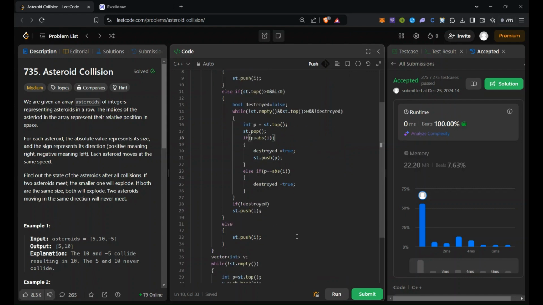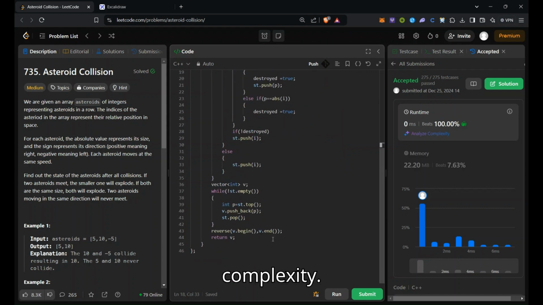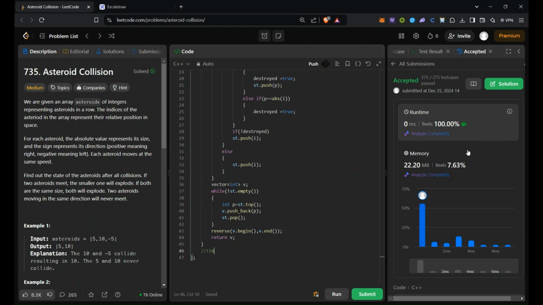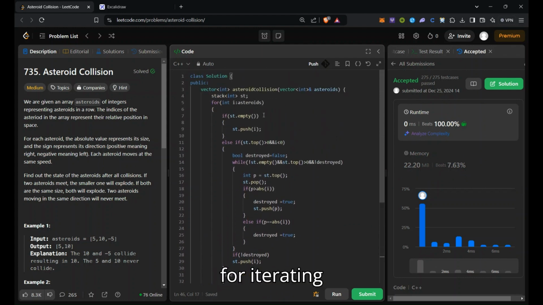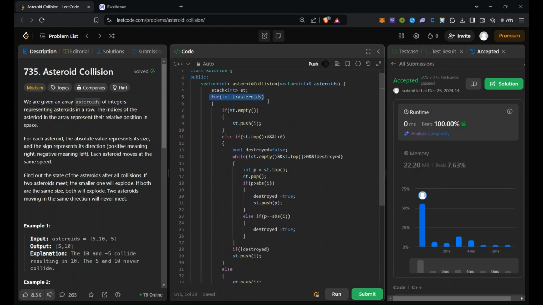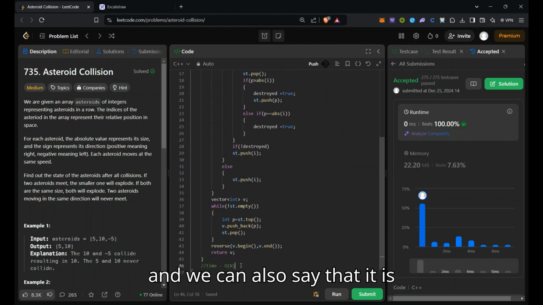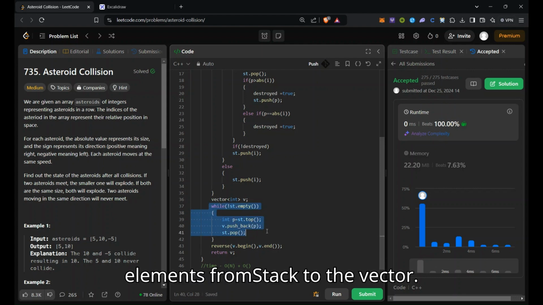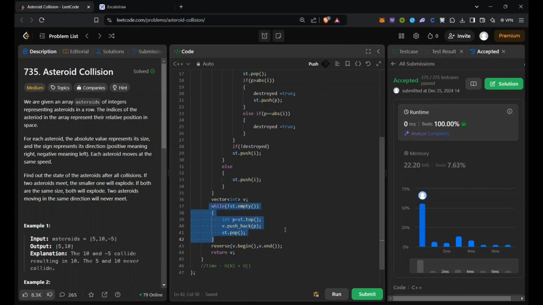Let's analyze the time complexity. The time complexity is approximately O of n for iterating through the asteroids, and it is also O of n for getting the elements from the stack into the vector. The space complexity is also O of n.